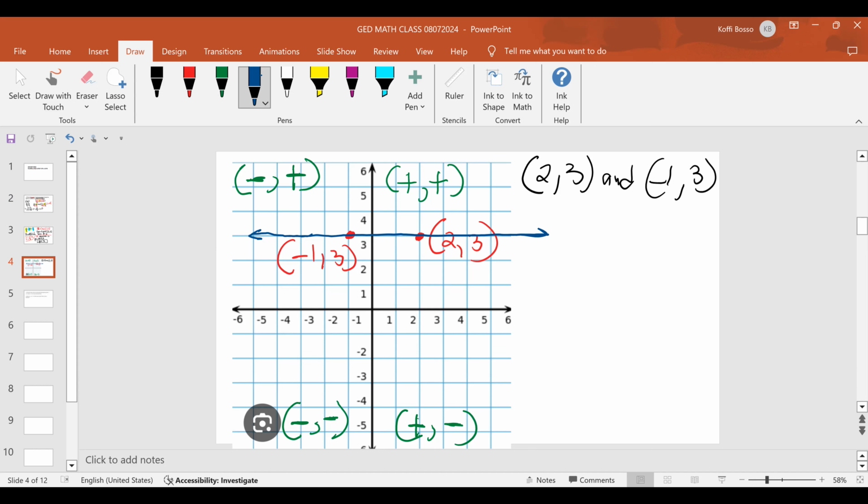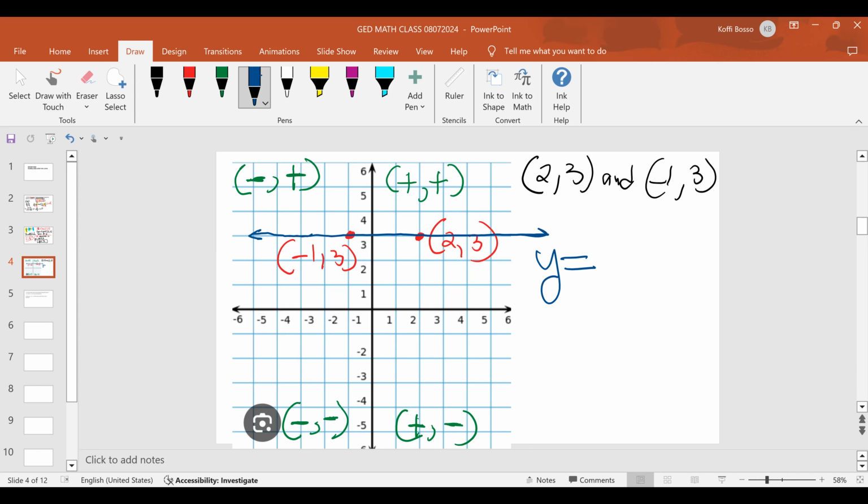Now, every time you have a line where the slope is 0, which is the case here, your equation will be y equals the y-intercept. What is the y-intercept for this line? It's 3. How do you recognize a y-intercept?